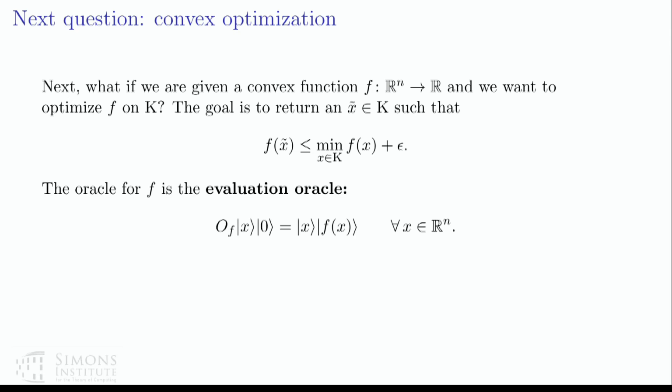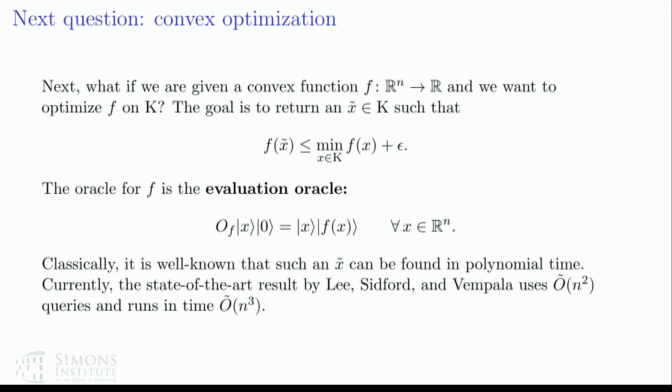And here the oracle, compared to the classical counterpart, is going to be an evaluation oracle, which is a unitary map taking the state |x,0> to the state |x,f(x)>. The goal here is as I just mentioned. This is a very well-studied classical problem. The state of the art on the classical side is due to Lee, Sidford, and Vempala, having a quadratic number of classical queries and running in cubic time.